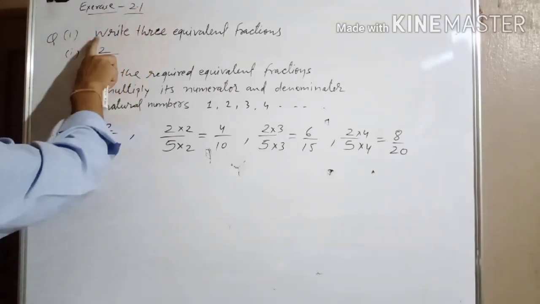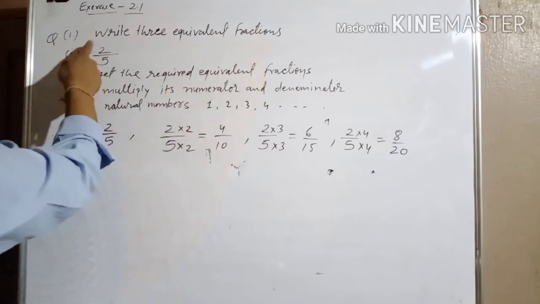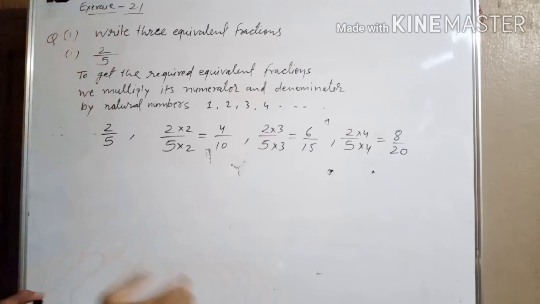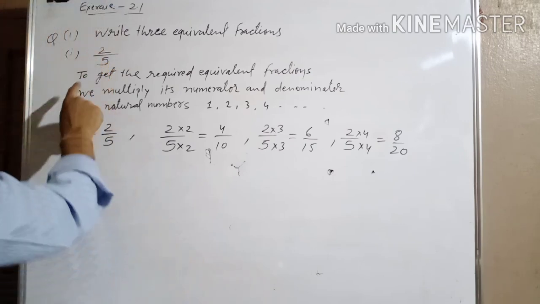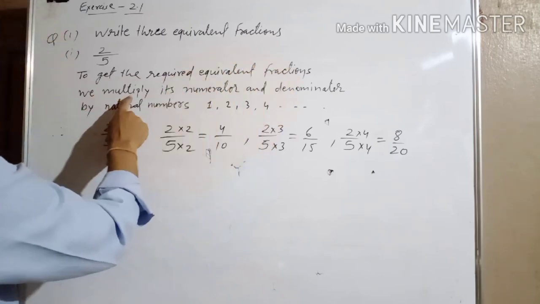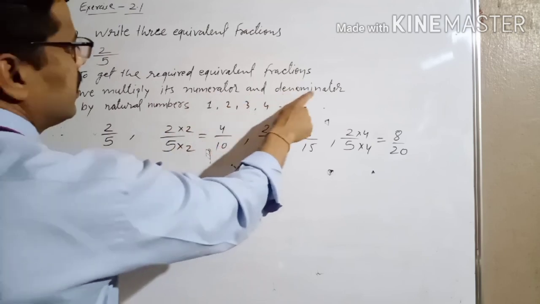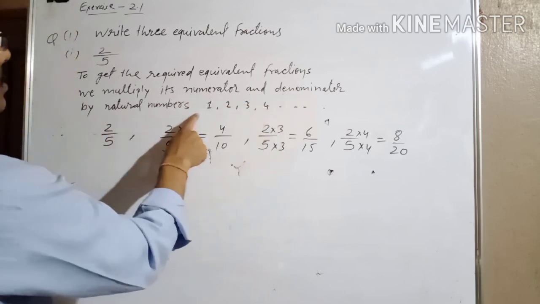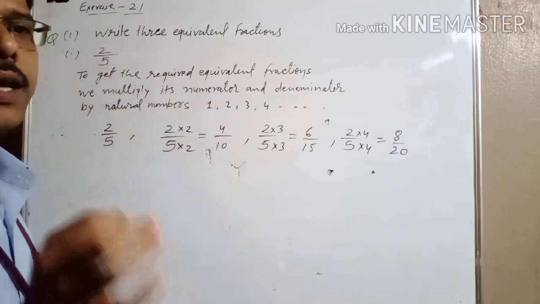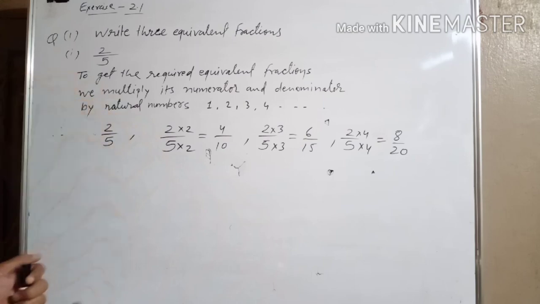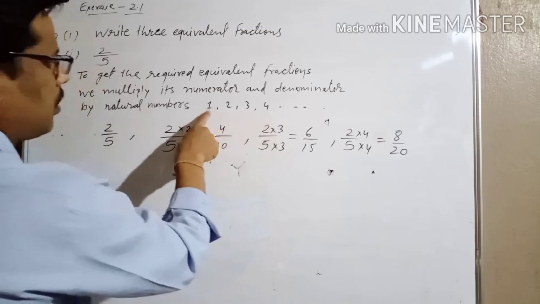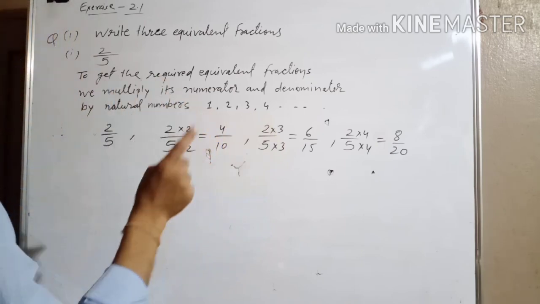Exercise 2.1. Write 3 equivalent fractions. We have to write 3 equivalent fractions of 2 upon 5. How will you find out the 3 equivalent fractions of 2 upon 5? It is very easy. To get the required equivalent fractions, we multiply its numerator and denominator by a natural number. If you multiply by natural numbers, you can get as many rational numbers as you want. Here we want only 3. That's why we are going to multiply by 2, 3, 4. We are not multiplying by 1 because if you multiply by 1, you will get the number itself.